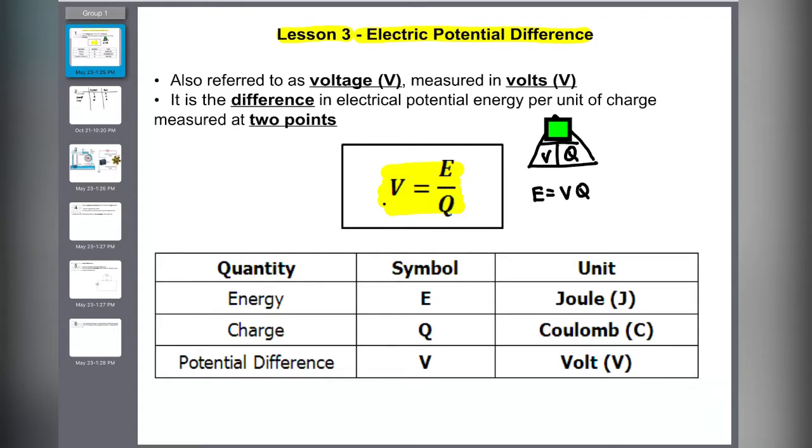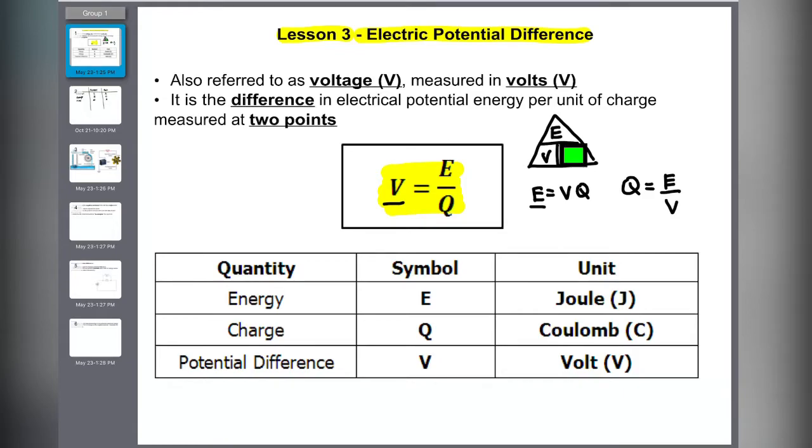Okay, so we've got solving for V, solving for E, and the last possible equation is they could ask you to solve for Q. To solve for Q, we're going to take our shape and cover up Q. Do you see how E is at the top, V is at the bottom? So E is at the top and V is at the bottom. So these are the 3 different versions of the same equation.